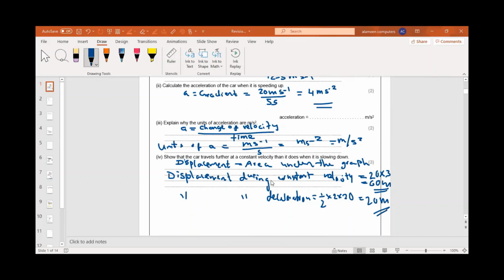Right? So during the constant velocity, the displacement is 60. During the deceleration, displacement is 20. So there is a higher displacement during the constant velocity. So the statement is correct.